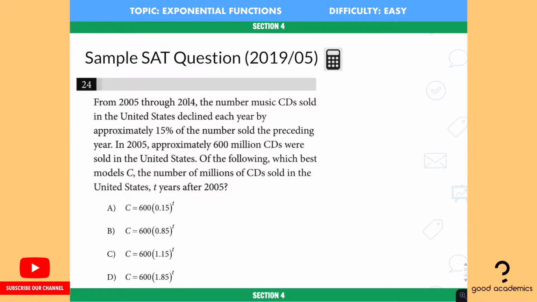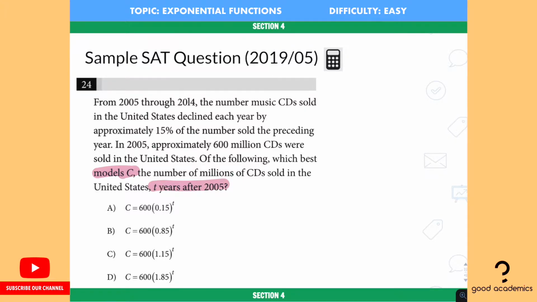All right, assuming that you have read through the entire problem, I want to point out that this question is focusing on assessing two major concepts. One, do you understand exponential functions? And two, do you understand percentage? So the key idea in this question is that we are trying to come up with a model to describe the number of millions of CDs sold in the US T years after 2005.